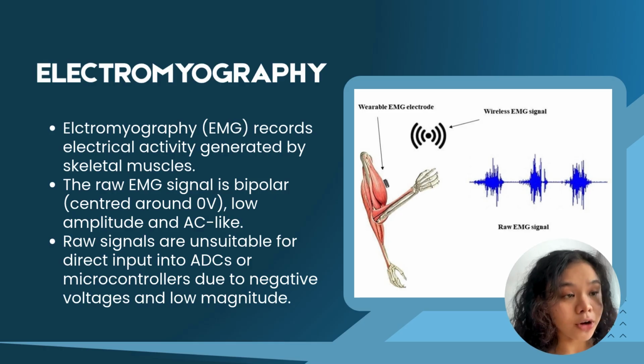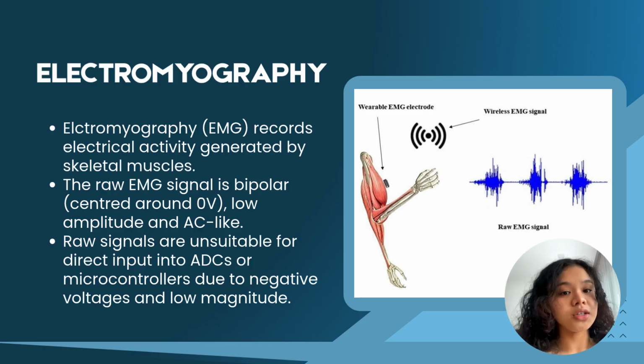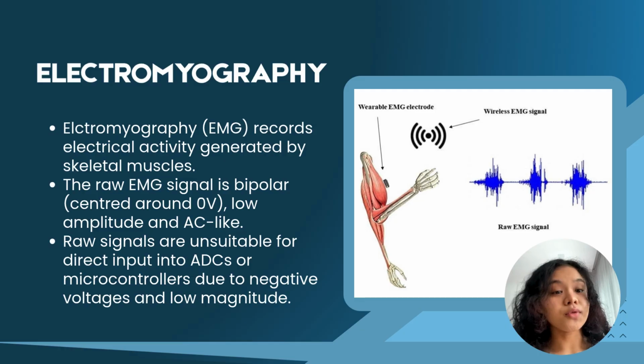The diagram on the right is a picture of a raw signal from an electromyography without a clamper circuit. Raw signals are unsuitable for direct input into ADCs or microcontrollers due to negative voltages and low magnitude. Signal amplitudes vary widely, from under 50 microvolts to over 30 millivolts, depending on electrode type, either surface or needle type, and also muscle contraction.